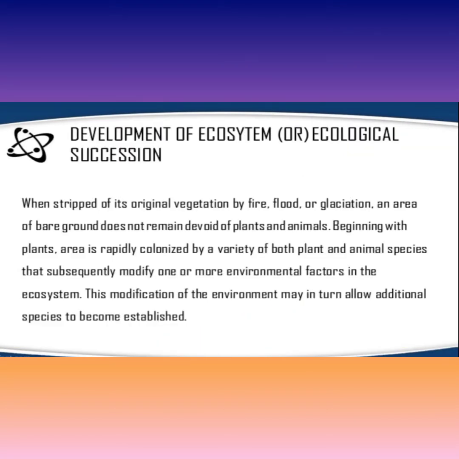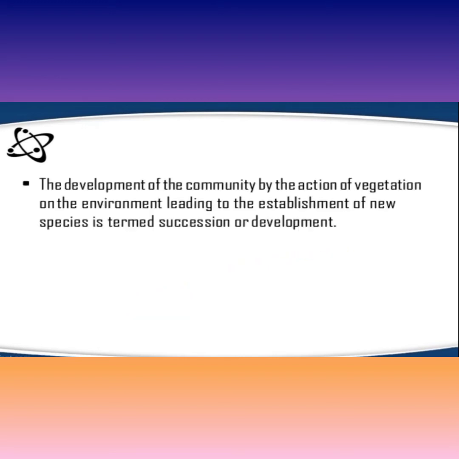Development of an ecosystem, or ecological succession. When the original vegetation is stripped by a fire, flood, or glaciation and an area of bare ground does not remain devoid of plants and animals, beginning with plants, the area is rapidly colonized by a variety of both plant and animal species that subsequently modify one or more environmental factors in the ecosystem. This modification of the environment may in turn allow additional species to become established.